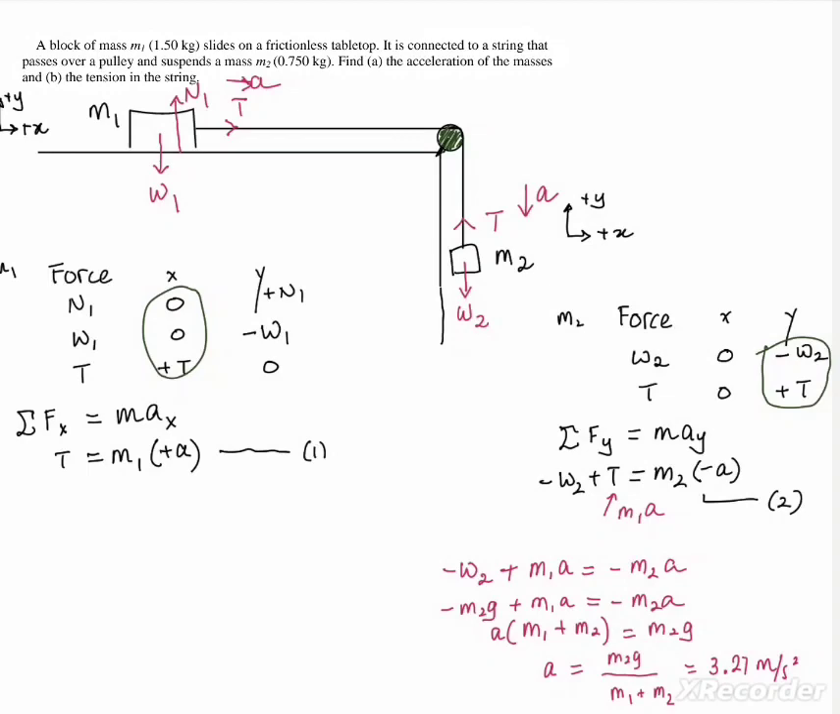And then we have to find the tension in the string. So we can plug in this acceleration value to either equation 1 or 2. But let's just plug it in here because that's easier. So T equals m1, which is 1.5 kilograms, times a, which is 3.27 meters per second squared. And that gives us T equals 4.91 newtons.